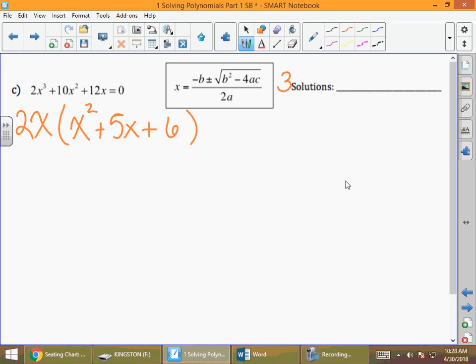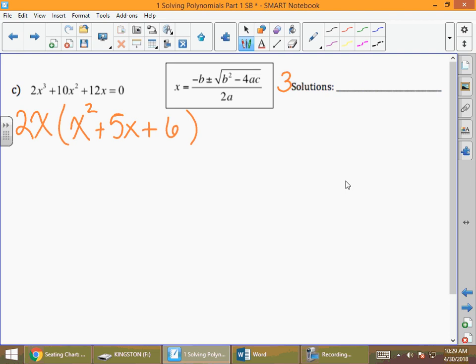2x cubed divided by 2x. We had 3 x's, we took out 1. We've got 2 left. 10x squared divided by 2x. We had 2 x's, we took out 1. 10 divided by 2 is 5. 12x divided by 2x. We had 1 x, we took it out. 12 divided by 2 is 6.